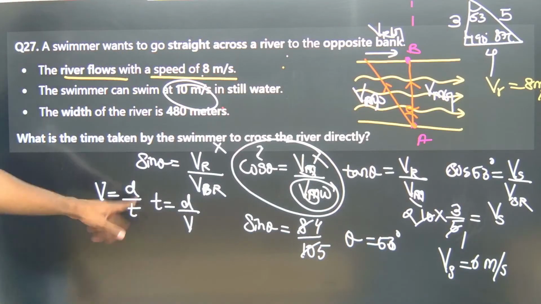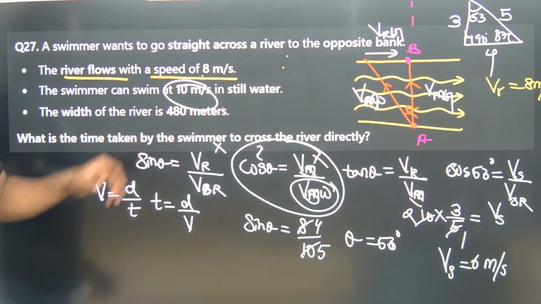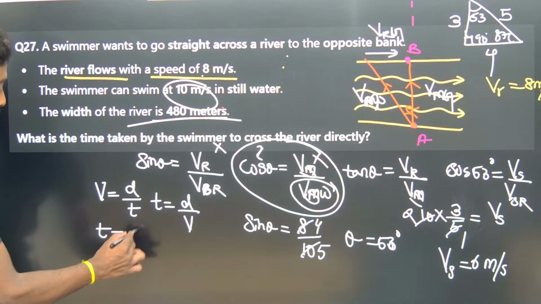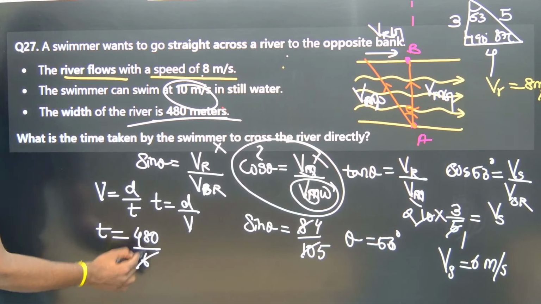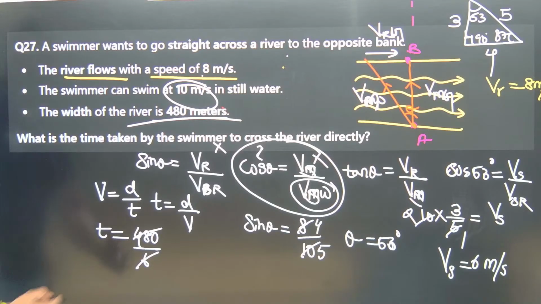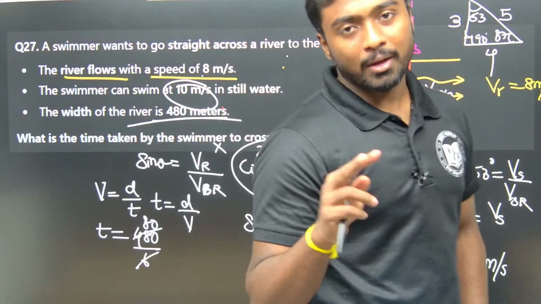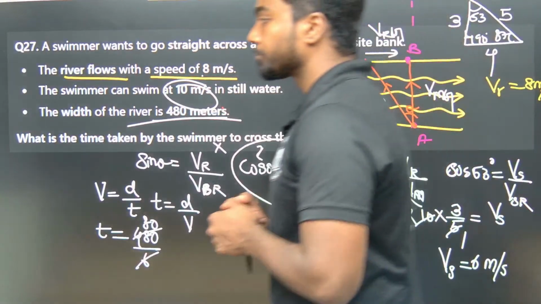Now I need to find the time taken. How much distance have they given? The width of the river is 480 meter. So time is equal to 480 meter divided by 6 meter per second. So this is 80 seconds, the time taken by the swimmer to cross from one end of the river to the other end of the river.